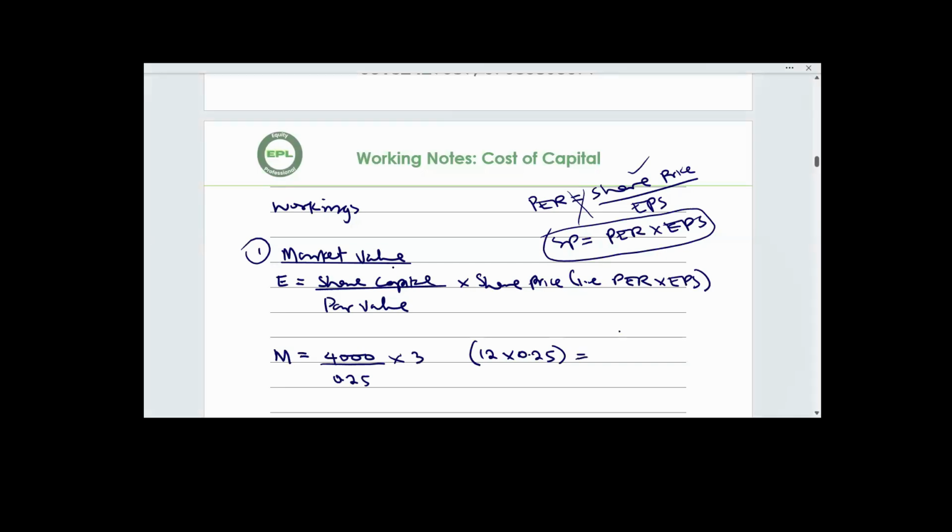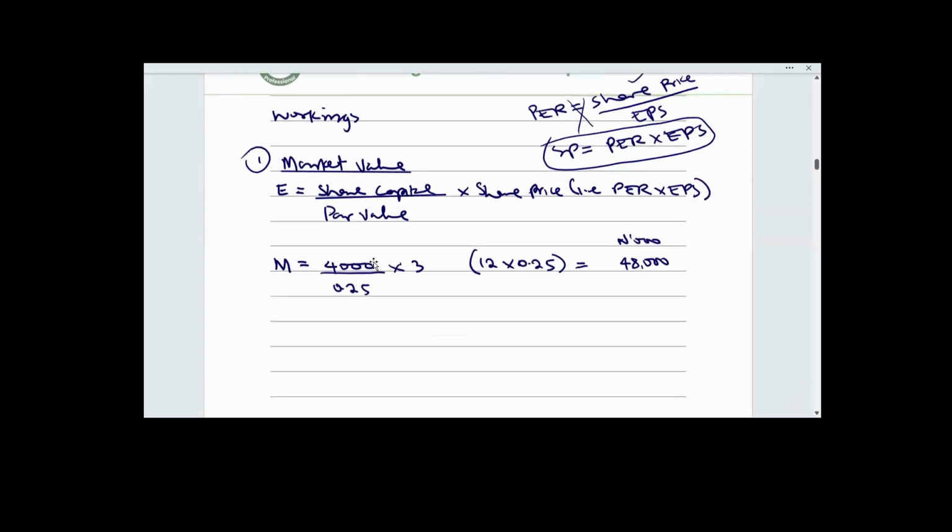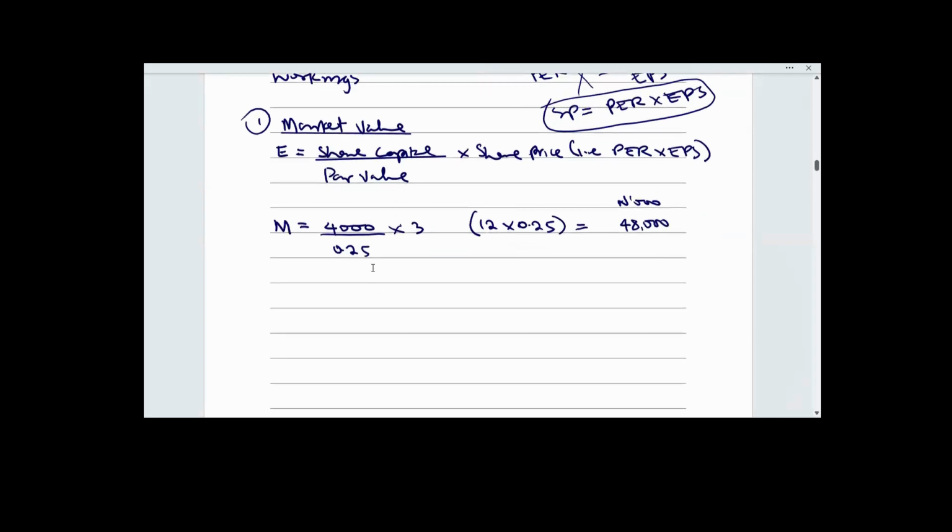Our figures are in thousands. So 4,000 divided by 0.25, then multiply by 3, equals 48,000. So 48,000 is the market value of equity of Mississippi.